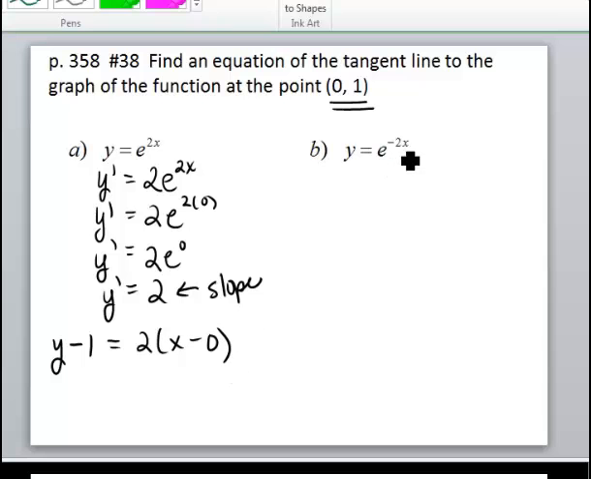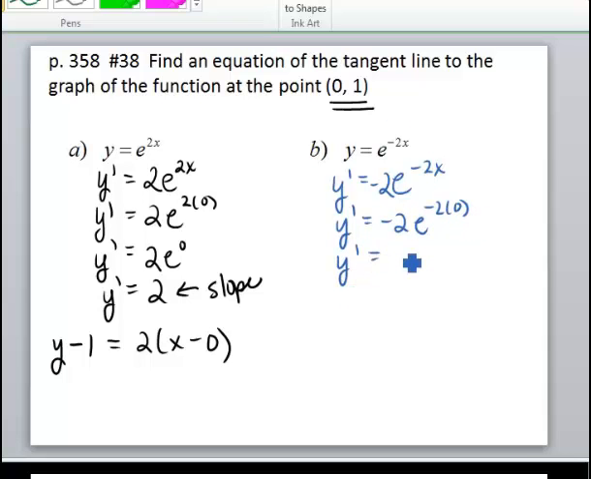This time the only thing different is now I'm finding the tangent line of the curve for e to the negative 2x. So that means my derivative would be e to the negative 2x, and then I'll take the derivative of negative 2x, which is negative 2. Then what I'm going to do is figure out what the value is at this point. So I'll put in 0.